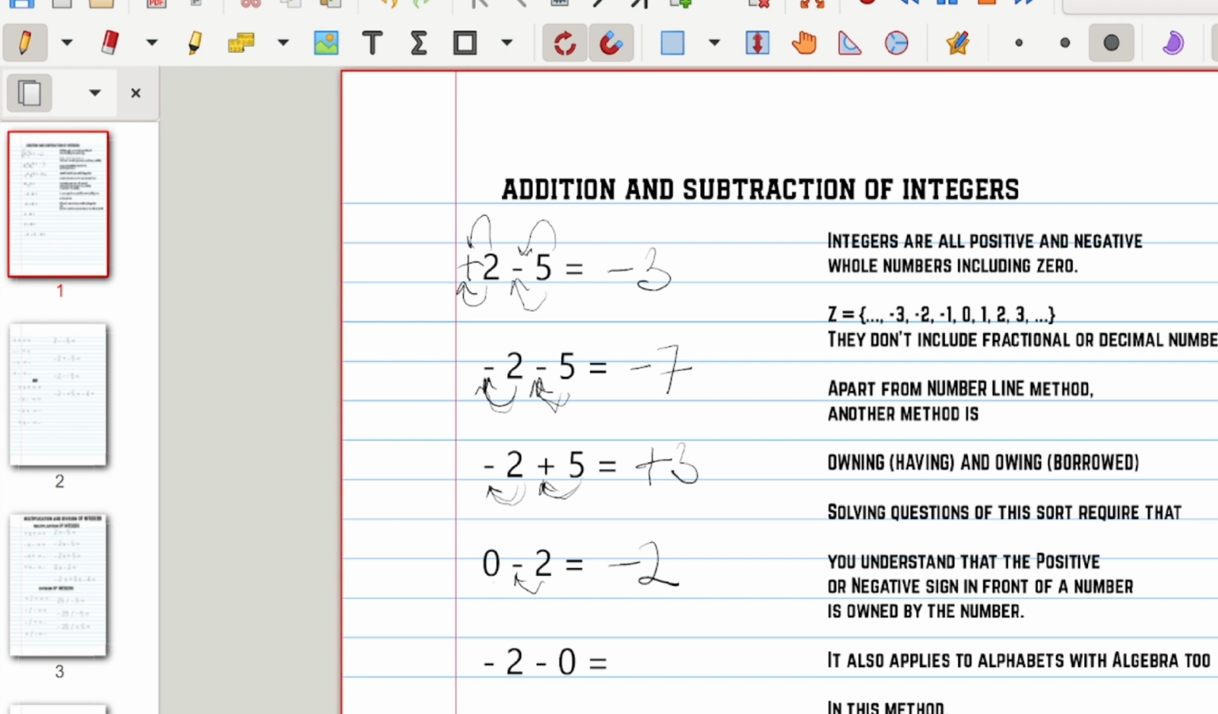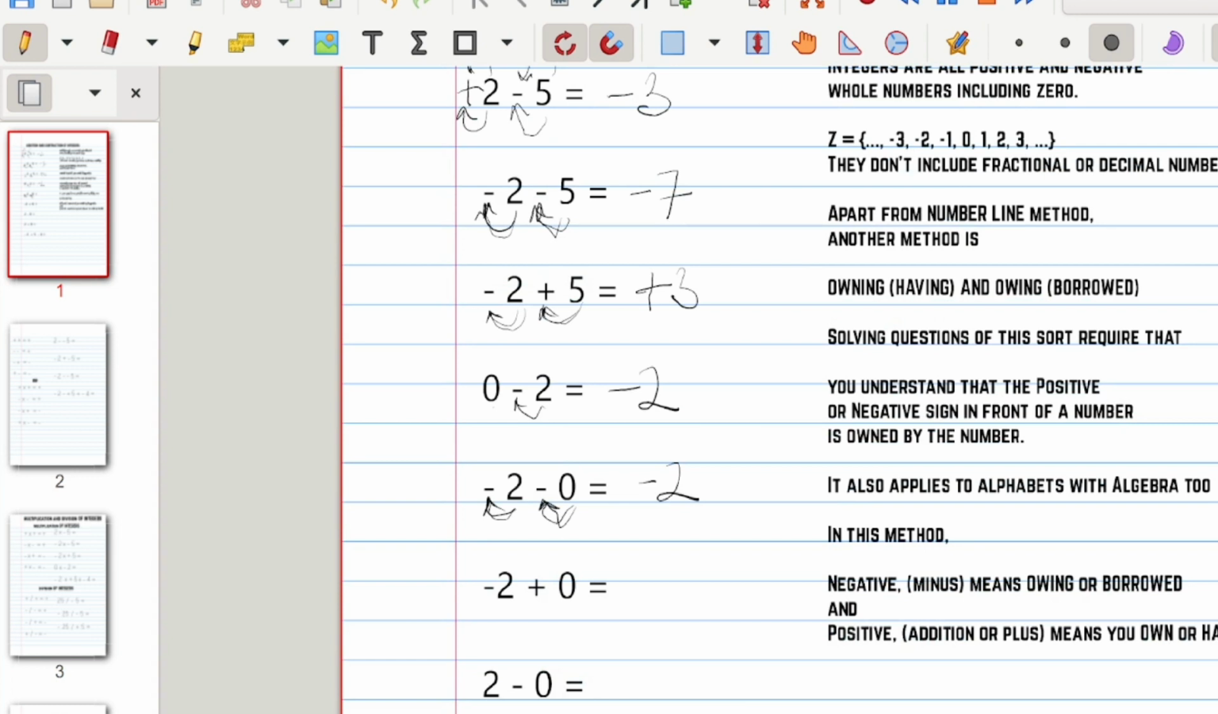And the next question means for the first part you're owing 2 pencils, then for the second part you're owing nothing. So you're owing a person 2 pencils, and the second person you're owing nothing. So the outcome is you still will be owing 2. Since for the second person you're owing nothing, it's still -2. We go down to the next question.